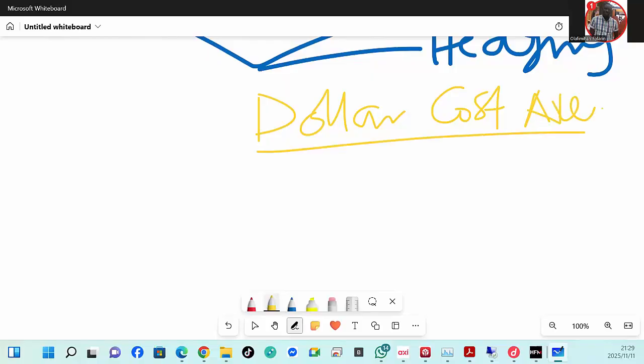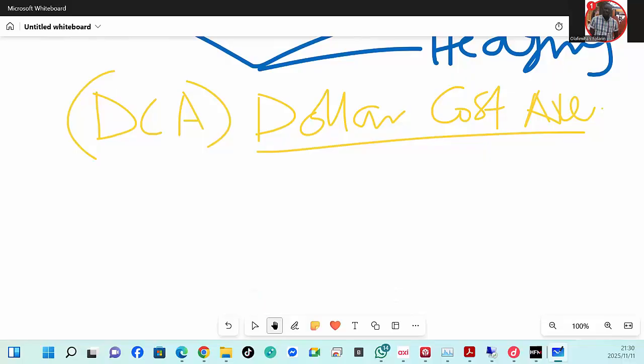We call it DCA. How does dollar cost average work? It works in a way that, let's say, I normally use stock to make the example. So let's quickly use stock to make the example again.